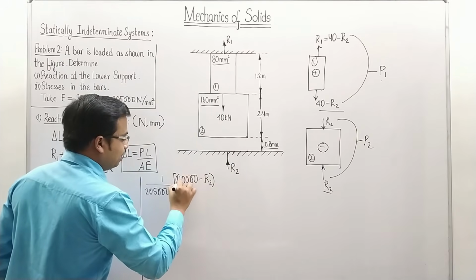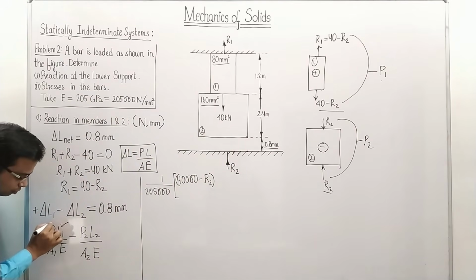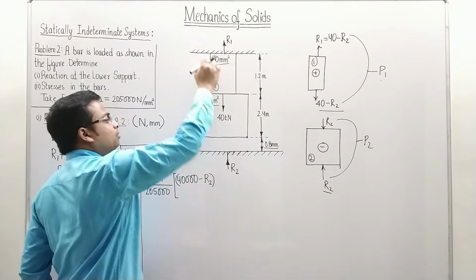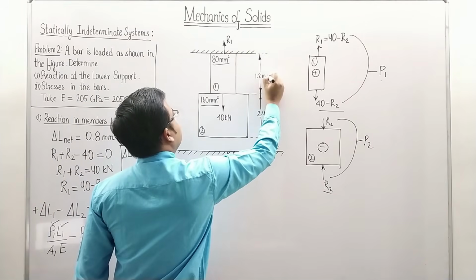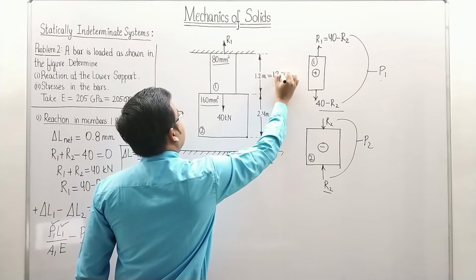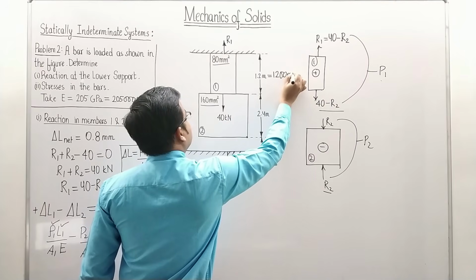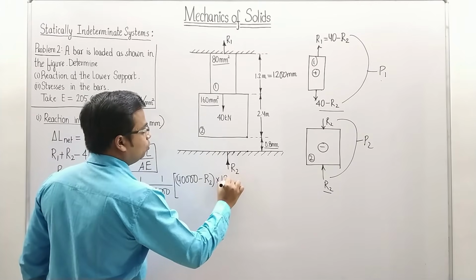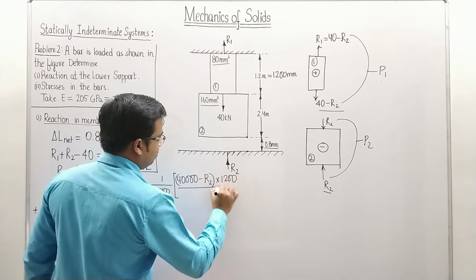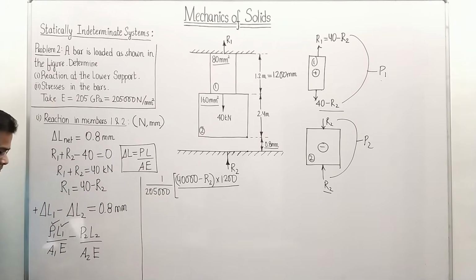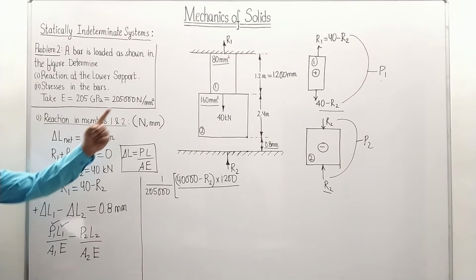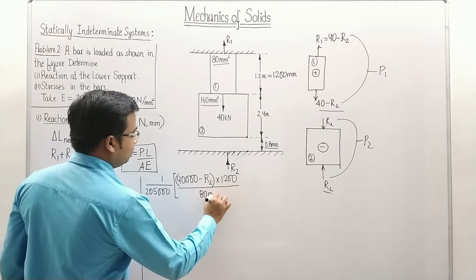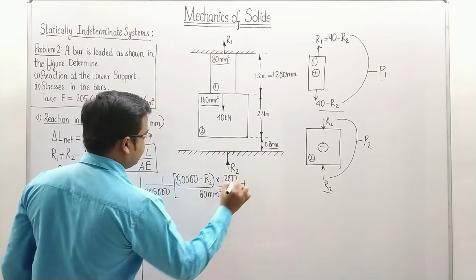Multiplied by the length. How much is the length of member 1? This is 1.2 meters. If you multiply this by 1000, you have the corresponding value in millimeters, so it is multiplied with 1200. So we have P into L over E, A. What's A? A is 80 millimeter square.